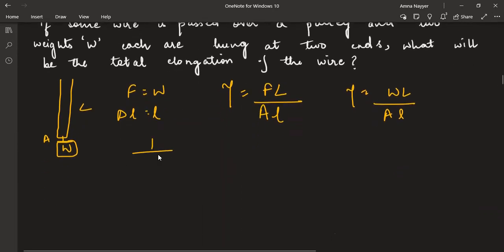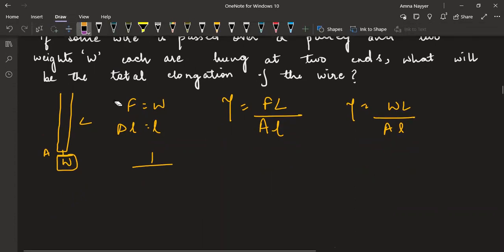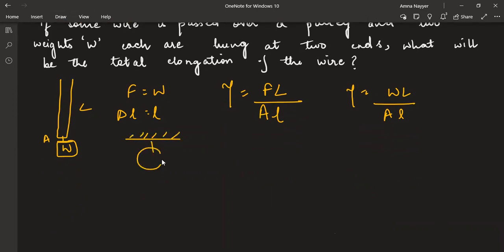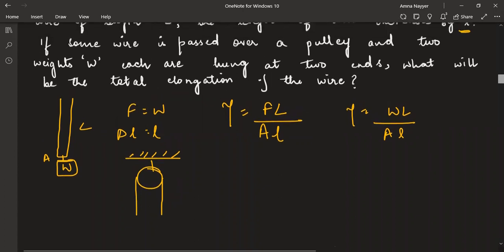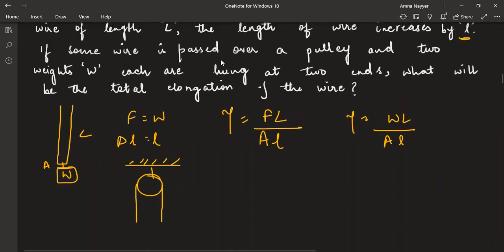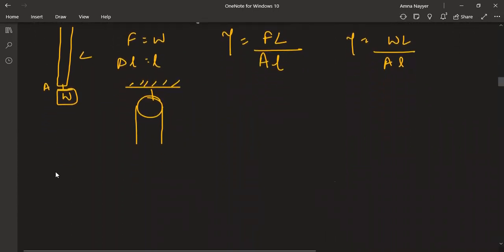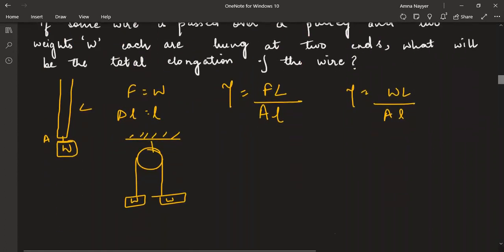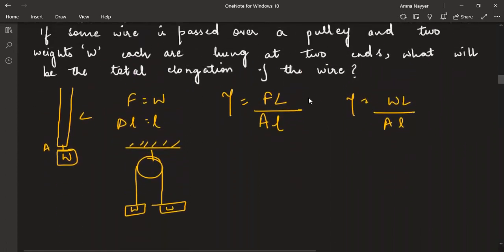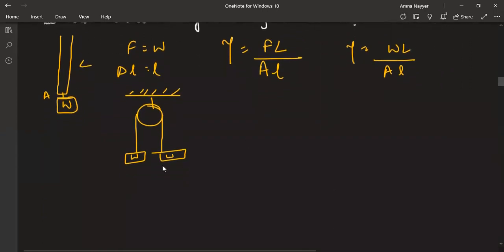suppose here you have the pulley. Now it says if some wire is passed over the pulley and two weights W each are hung at the two ends. Here one W is hung, here also one W is hung. Then it is asking what will be the total elongation of the wire, how much it has elongated.